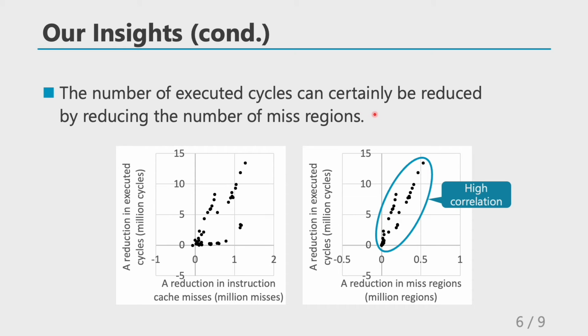Based on these insights, we found that the number of executed cycles can certainly be reduced by reducing the number of miss regions. The left figure is the figure I showed you before. This figure shows the relationship between a reduction in instruction cache misses and a reduction in executed cycles. Similarly, the right figure shows the relationship between a reduction in miss regions and a reduction in executed cycles. As you can see, a reduction in miss regions is highly correlated with a reduction in executed cycles.